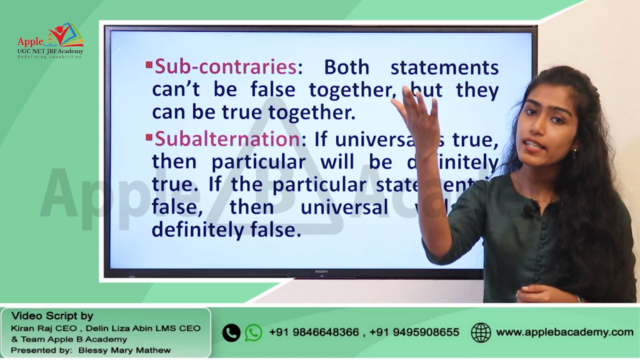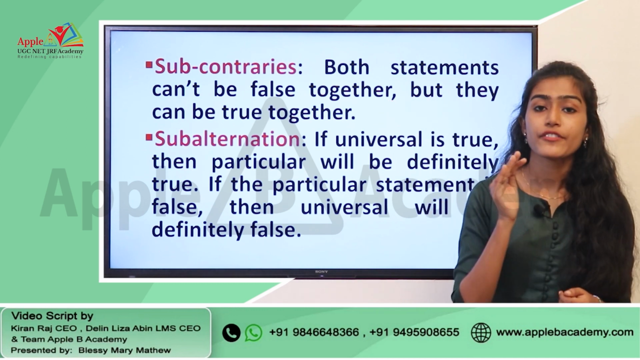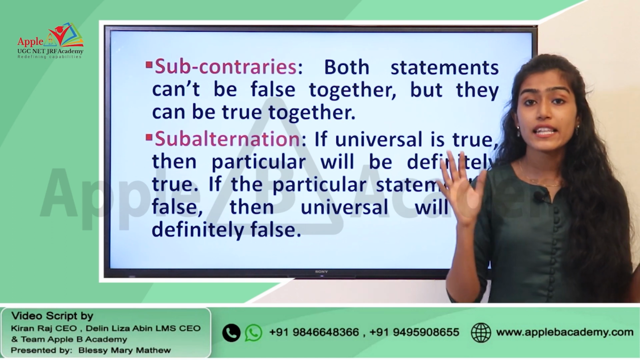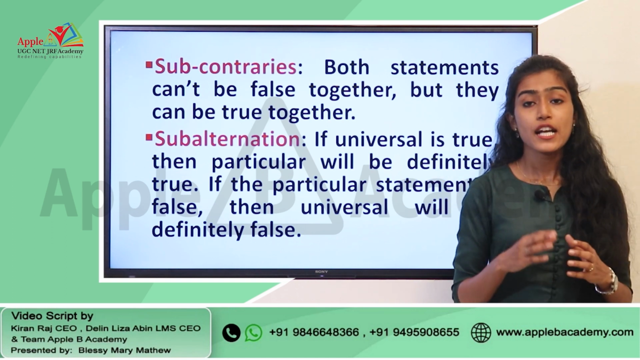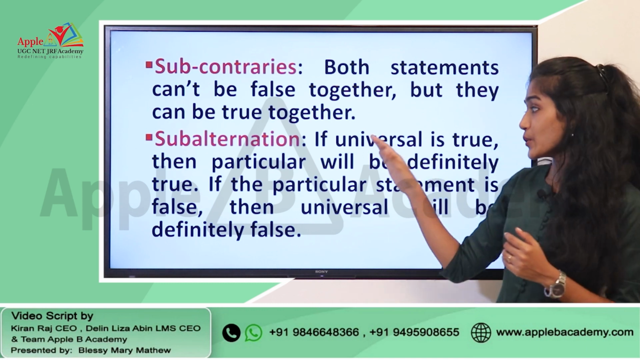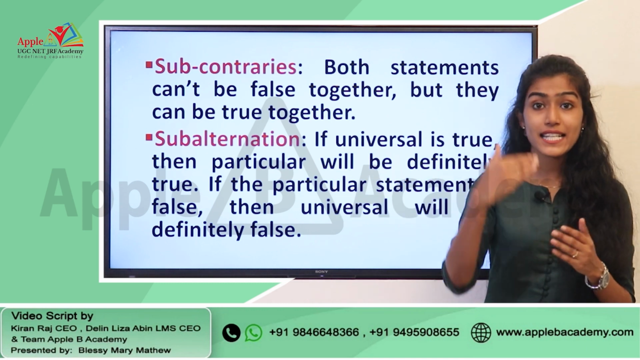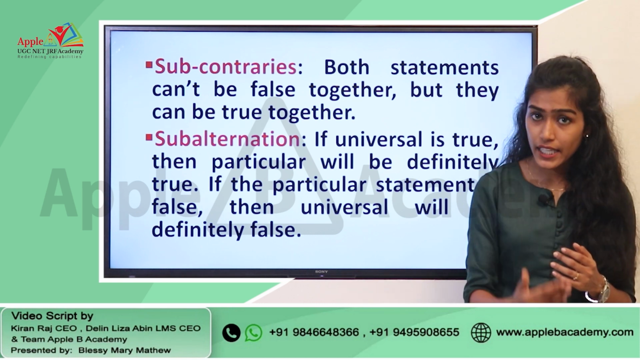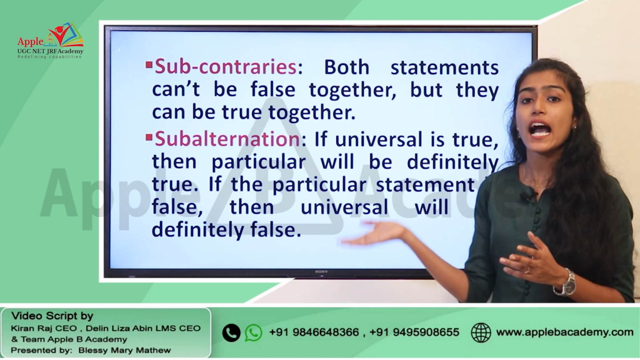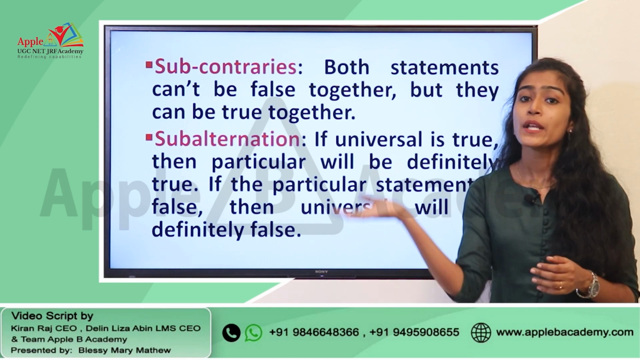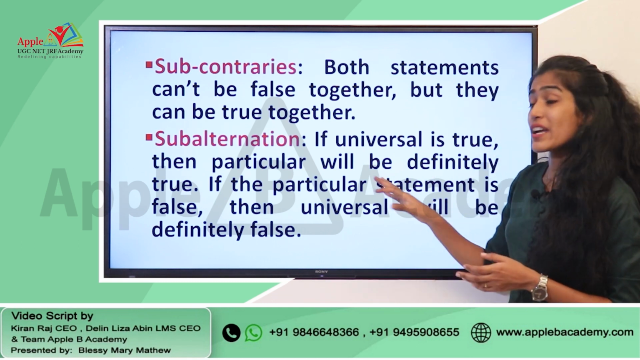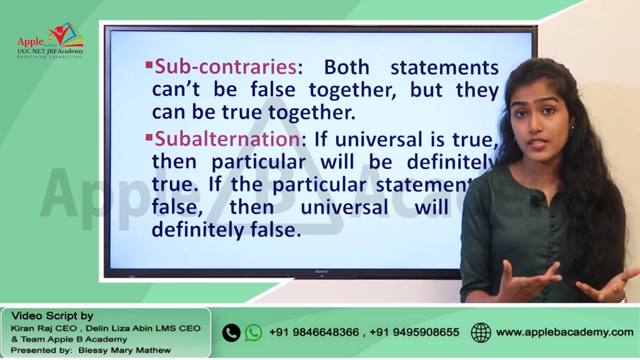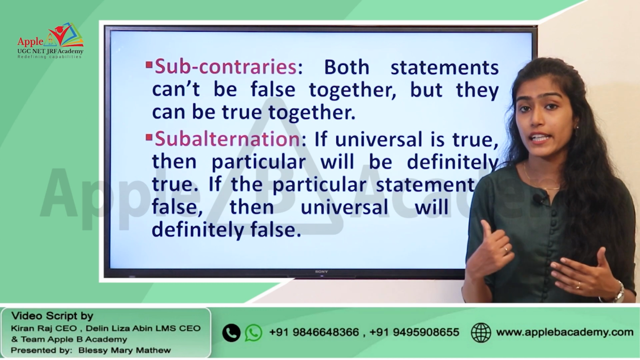So, if the universal is true, the particular is true. If the particular is false, then the universal will definitely be false. This is the idea that you have to keep in your mind. Make sure that you have a proper idea about this relationship, universal and particular. If that is the relationship, then it must be true, and the other way round, if the particular is false, then obviously the universal will be false. You have to make sure that you know this idea. Only then can you easily answer questions from this particular area.